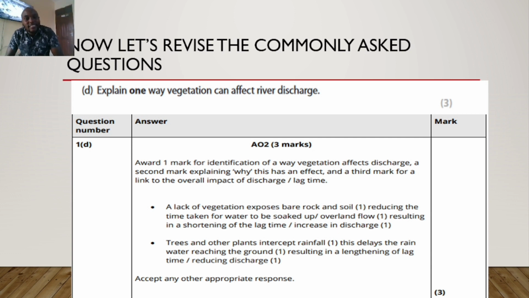Then when you have trees now, they can intercept actually. So trees and other plants intercept rainfall. So this delays the rain water reaching the ground. Understood? So where there are trees, it can delay that water from flowing into the river. It intercepts the water and then the water can find time to sink into the ground because it's delayed, right? And then resulting in lengthening of lag time, because of that delay, the lag time will be lengthened, right? When you have that, it will reduce river discharge. I think it's clear there.